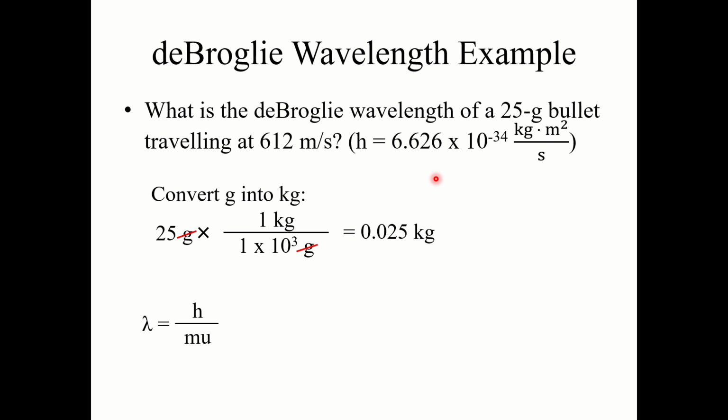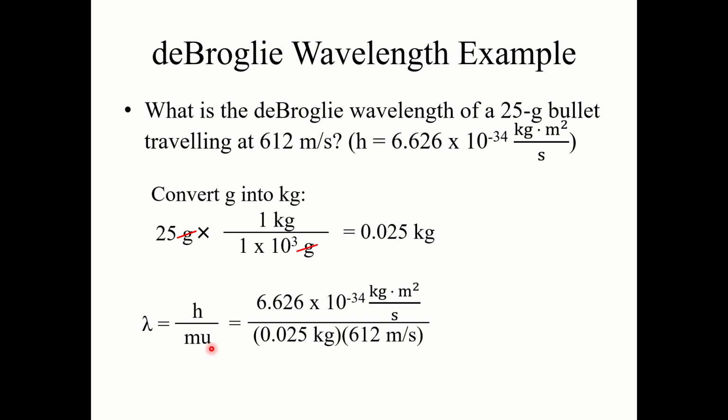h is Planck's constant, plug that in up top. m is mass in kilograms, and u is velocity in meters per second. You plug these values in, calculate and solve, and you get 4.3 times 10 to the negative 35th meters. So the de Broglie wavelength of that bullet is 4.3 times 10 to the negative 35th meters.